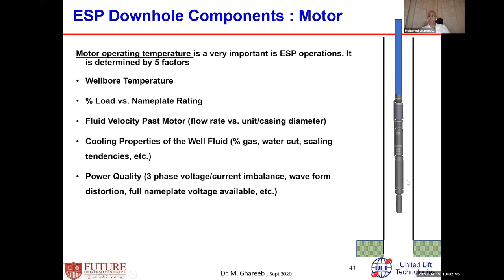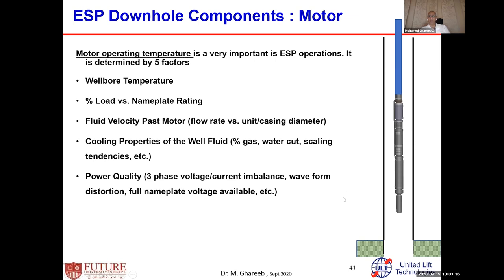Low production means the fluid velocity here will be low. Then the cooling velocity here will be very, very low, because the fluid velocity is proportional to the area and the flow rate. If I have a big area and a low flow rate, then the area will be big and the fluid speed will be low.